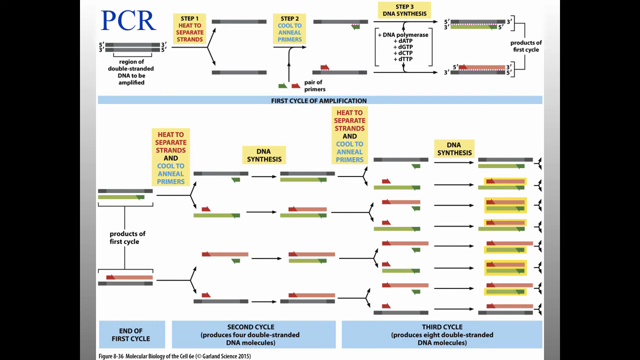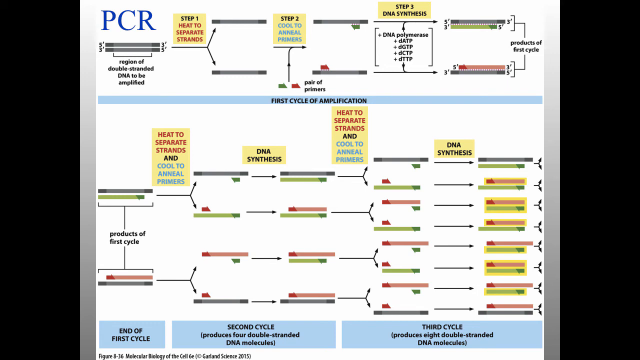So the real key to getting this to work is to have a DNA polymerase that doesn't denature when you denature the strands. So you heat these DNAs up to 90 plus degrees Celsius and then cool them down. In the original PCR reactions, they actually added a DNA polymerase every single time after they did this. It's a real pain in the neck. But if you have a DNA polymerase which comes from a thermophilic microbe, then you don't have to add DNA polymerase every single time. And so that was the Taq polymerase from Thermus aquaticus, from a hot spring in Yellowstone National Park.